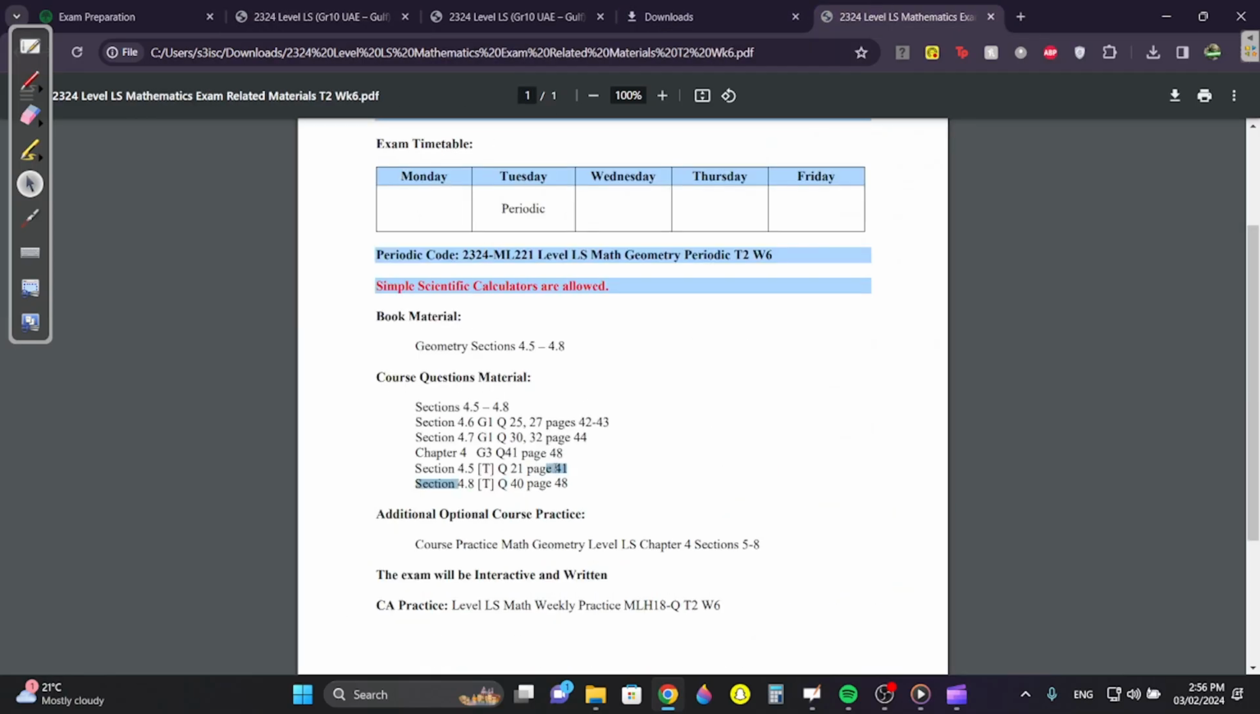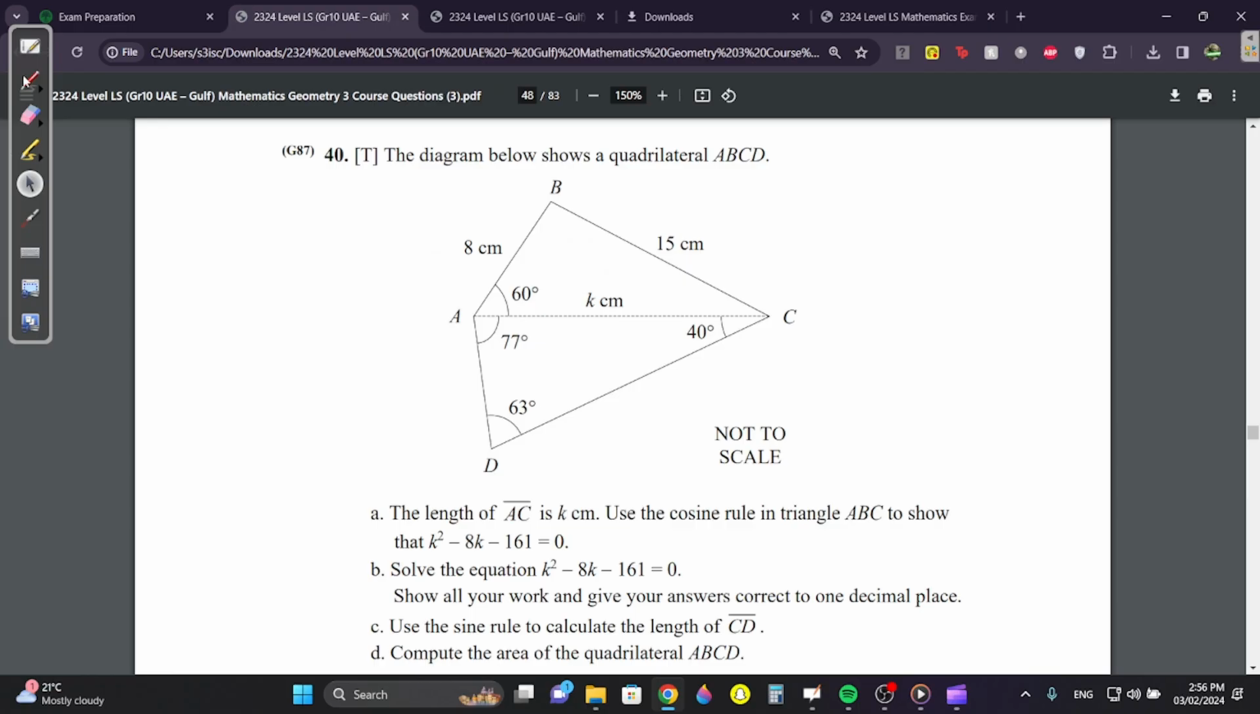I think question 40, page 48. Okay, you have a triangle, two triangles actually. The length of AC is k centimeters. We don't know it. We want to use the cosine rule in triangle ABC to show that k squared minus 8k minus 161 equals 0. Use the cosine rule.